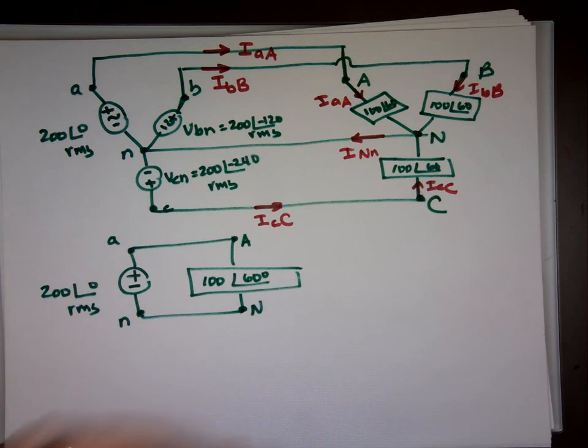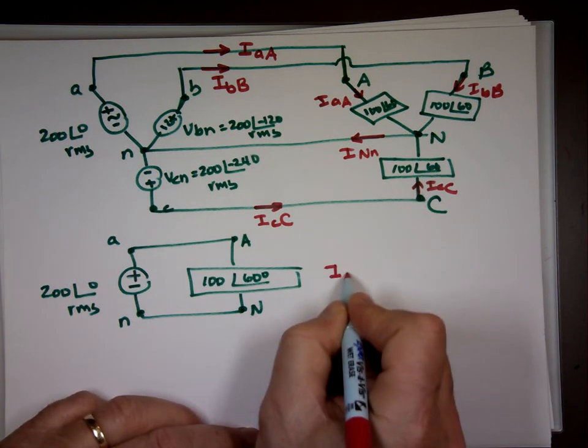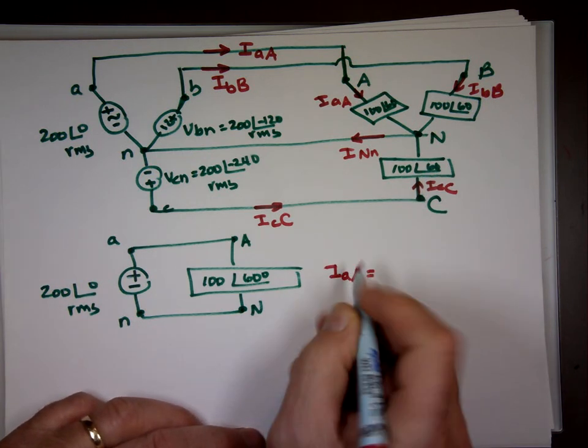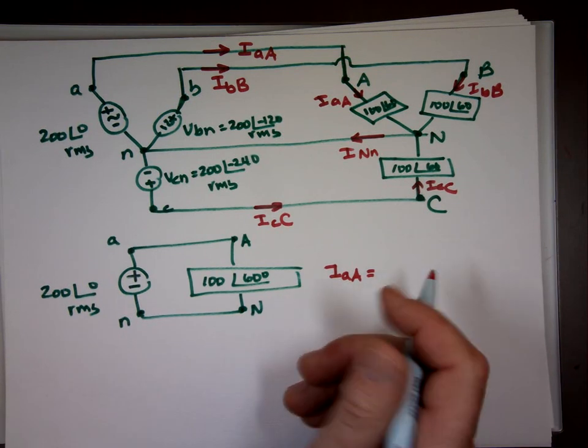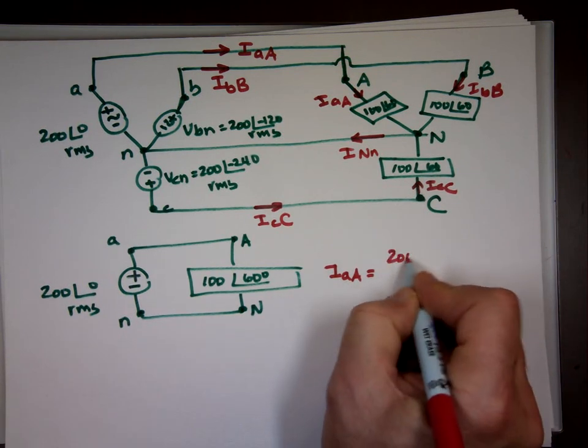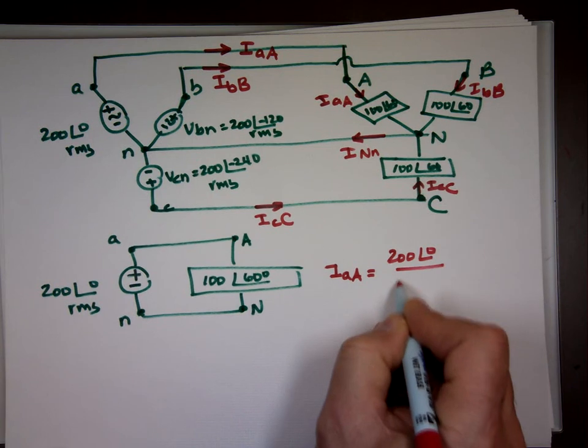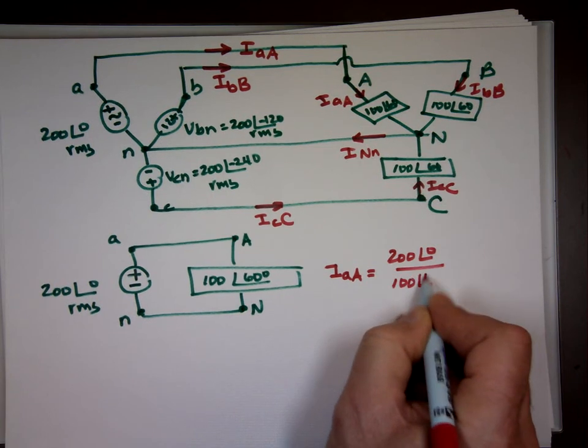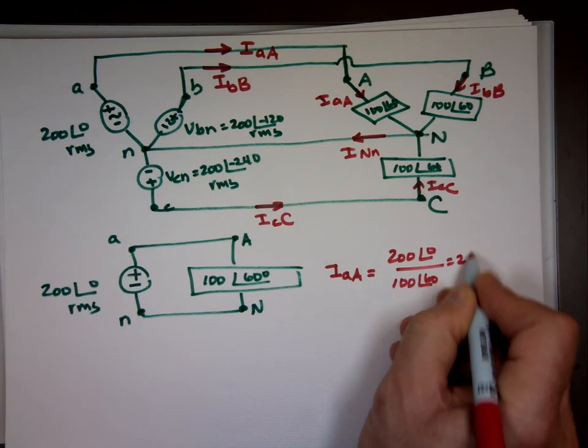What is I sub AA? Ohm's law. You know the voltage, you know the impedance. You divide them. 200 angle 0 divided by 100 angle 60. And you have what? 2 angle negative 60.